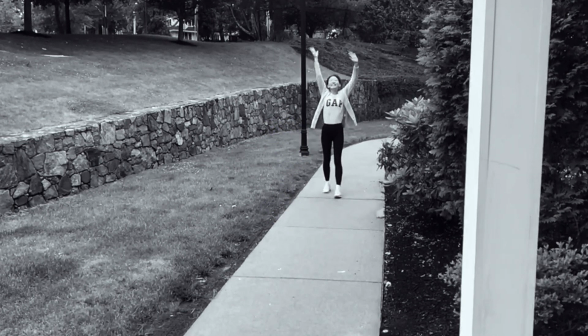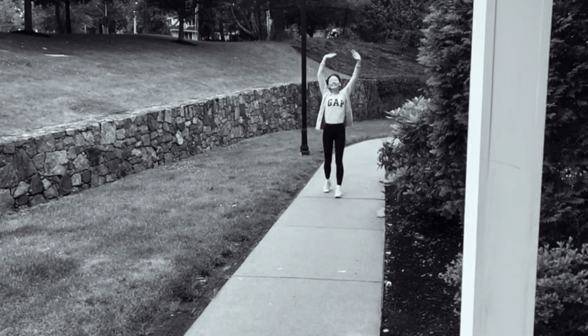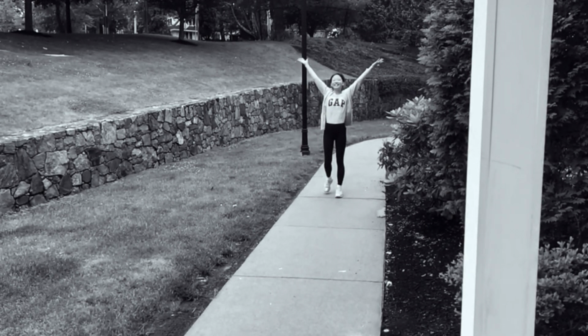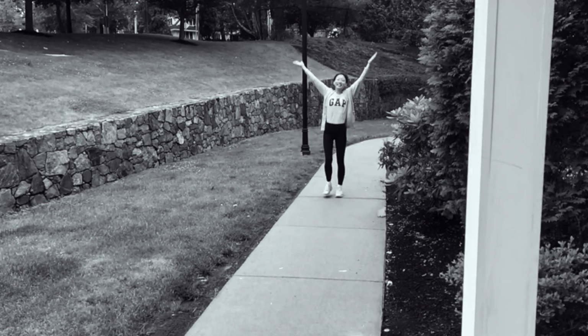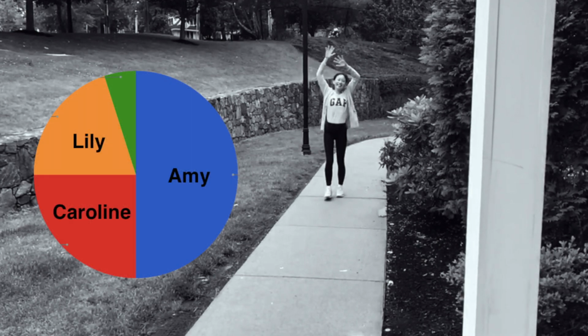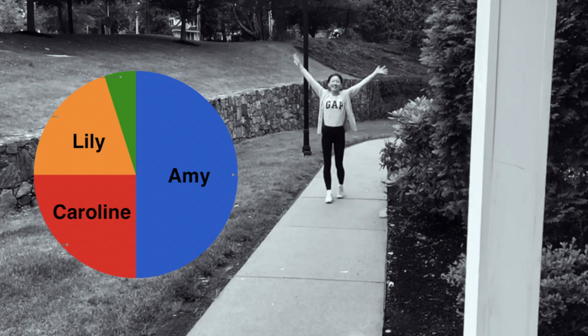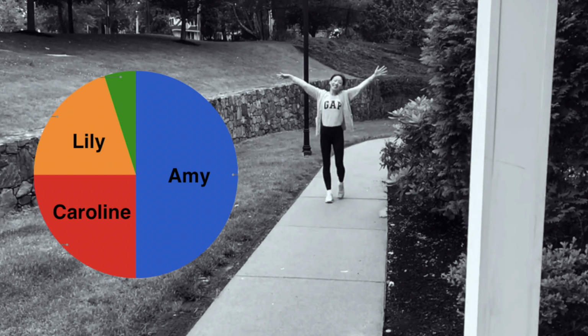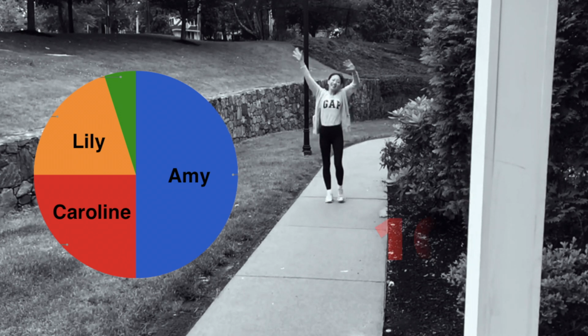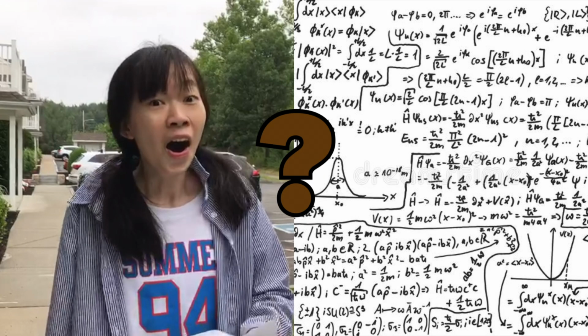So going back to the situation, if we are trying to find out the answer to the person's name, we can come up with a pie chart as to what this girl might be called. Half of the probability being Amy, a quarter Caroline, 1/5 Lily, and the rest the other one. And all of them together create a whole pie. So how does this relate to quantum mechanics?